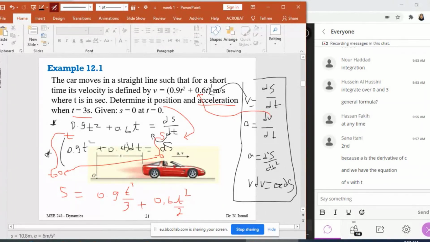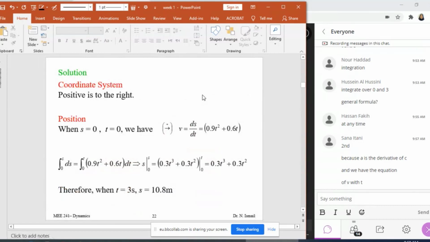So a is equal to dv over dt. I can do the derivative. Now here I don't use any boundary conditions because I don't need them. This is the derivative, it's not an integration, and I can find a in terms of t and finally substitute t by 3 seconds.